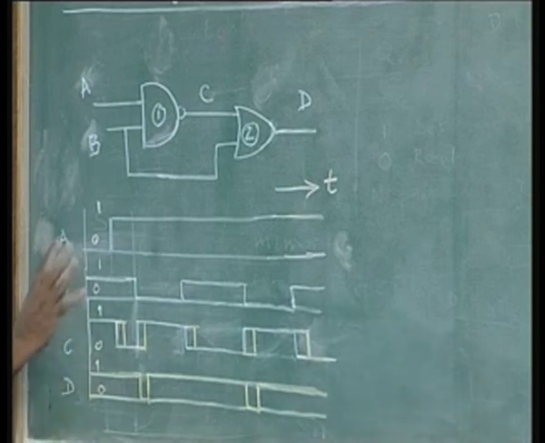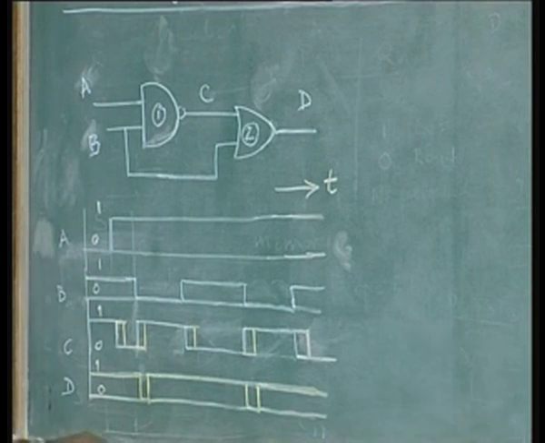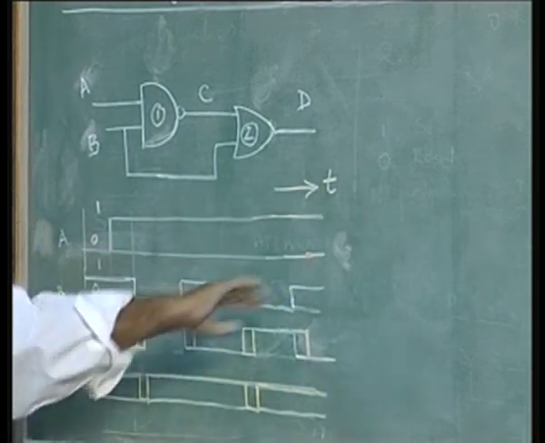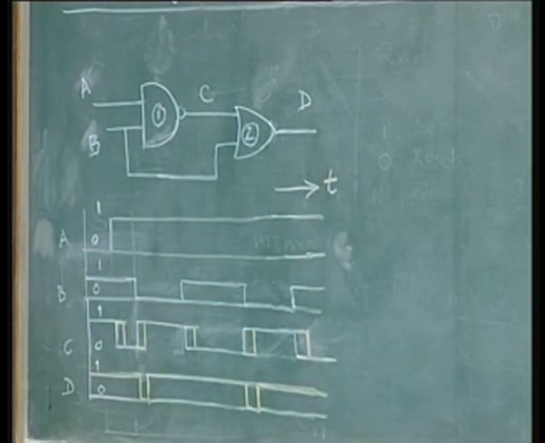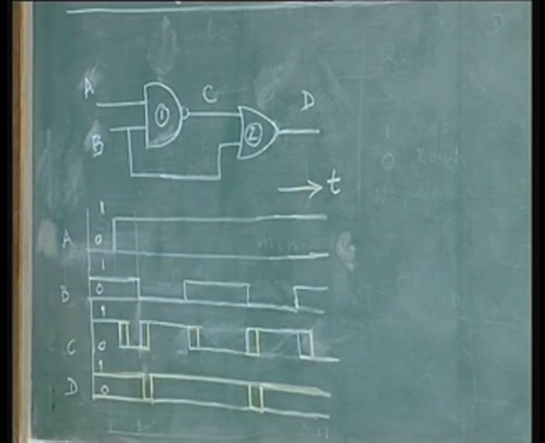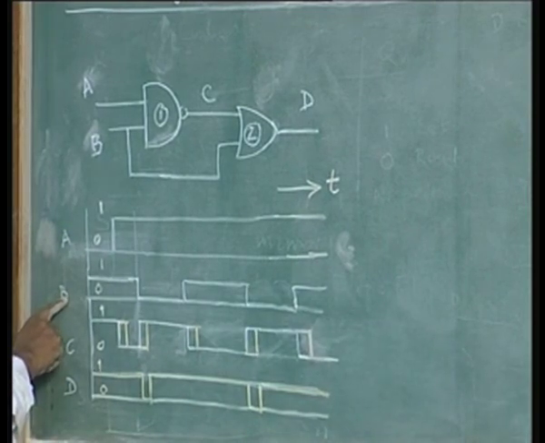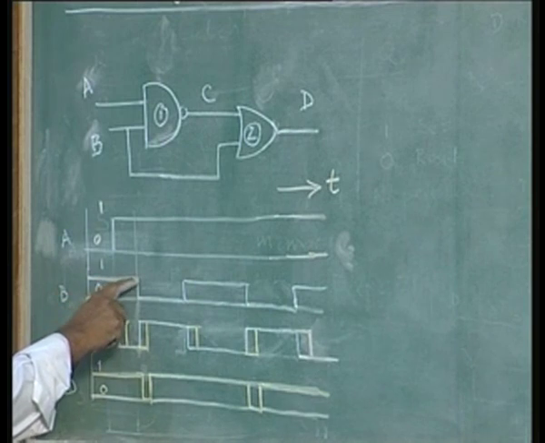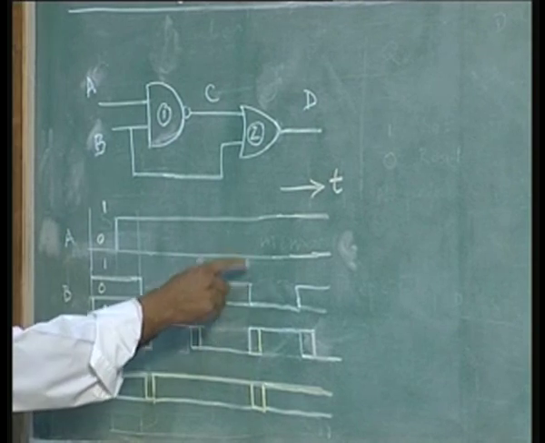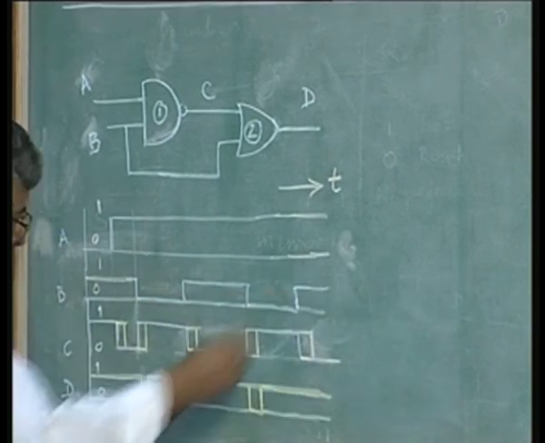Now, let us assume arbitrarily an input A, where the x axis is the time axis for all the waveforms. Input goes from 0 to 1 somewhere here and keeps as 1. B waveform remains 1 for a while, goes to 0 for a fixed duration, goes back to 1, comes back to 0 for a fixed duration, and so on.